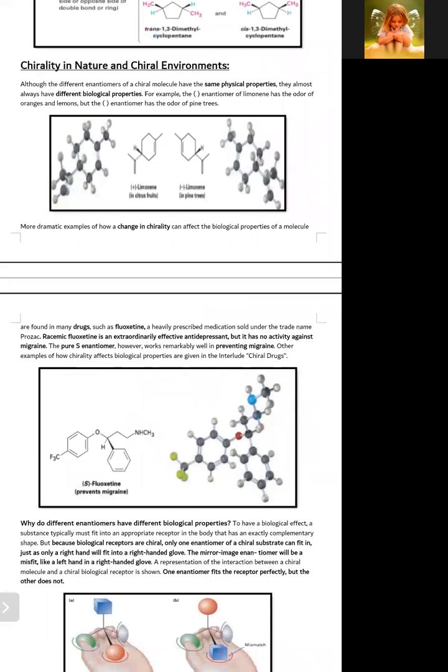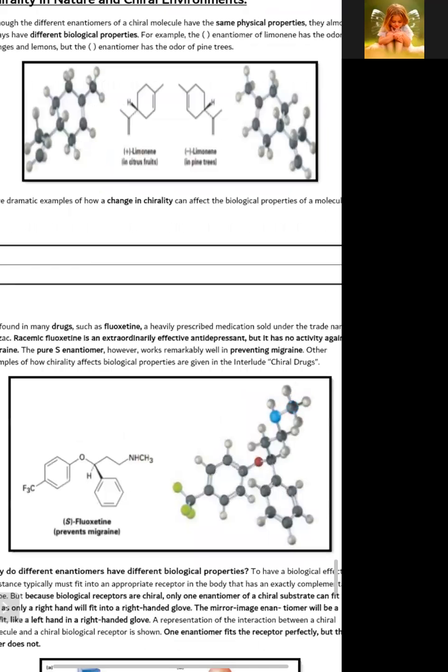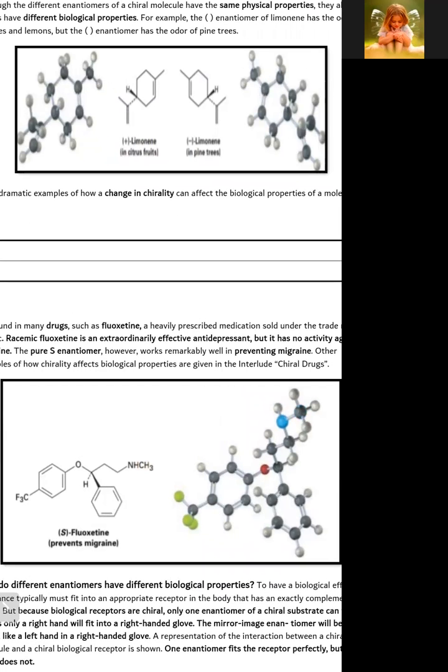Then the other topic is chirality in nature and chiral environment. Although the different enantiomers of chiral molecule have same physical properties, they almost always have different biological properties. For example, one enantiomer of limonene has the odor of oranges and lemons, but the other enantiomer has the odor of pine trees. These are the structures of limonene. Positive limonene is present in citrus fruits and negative limonene in pine trees.